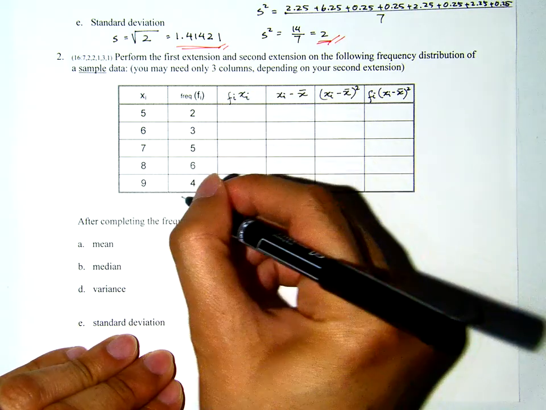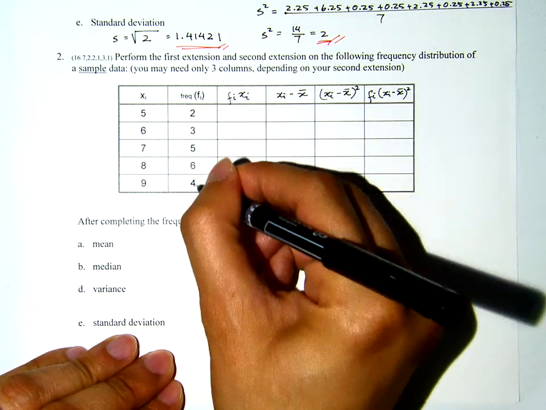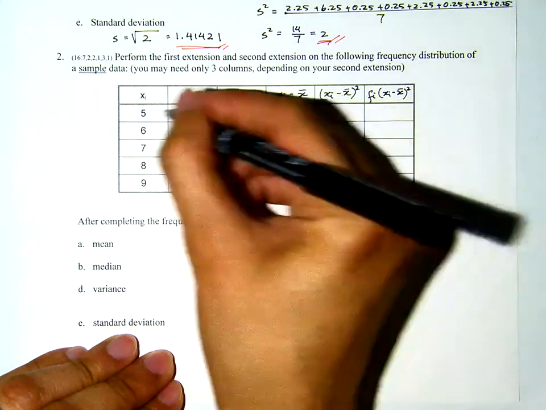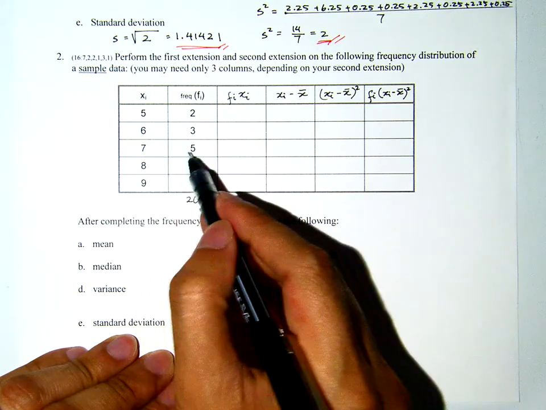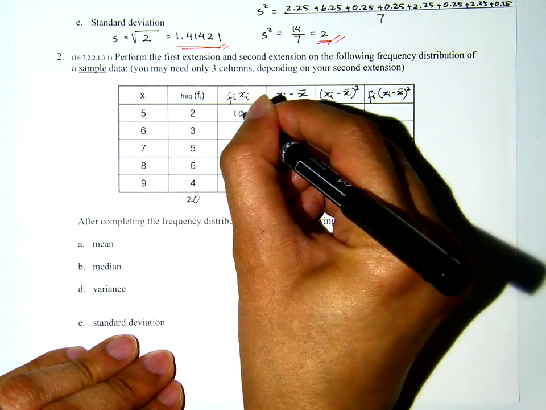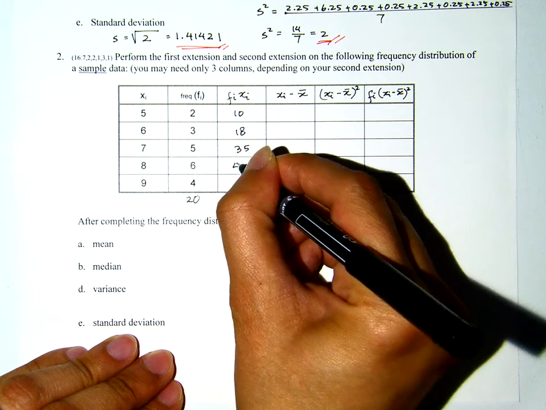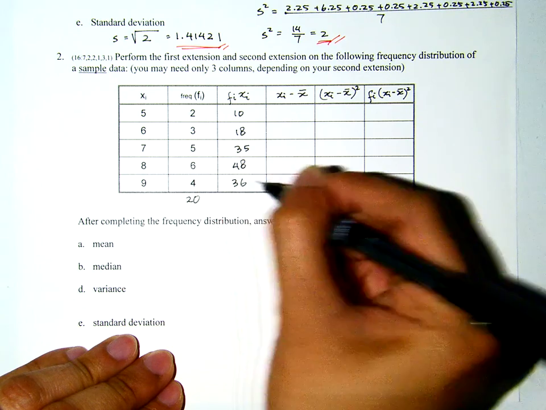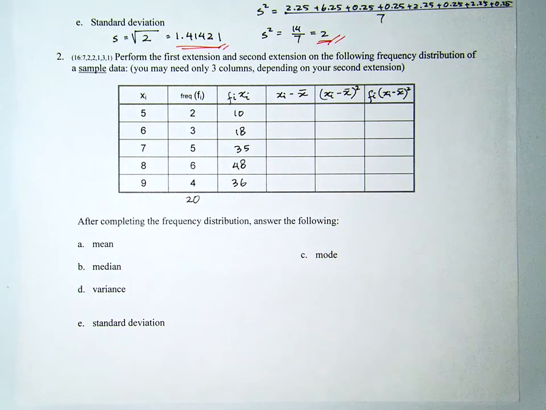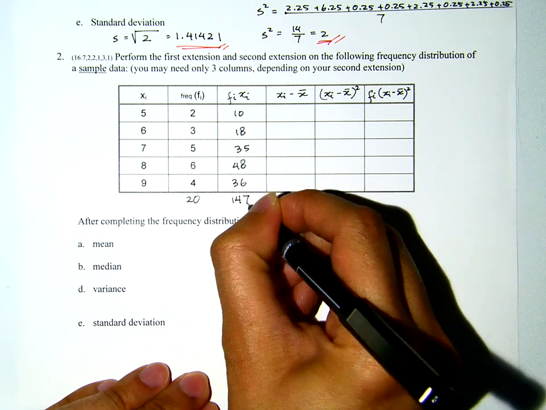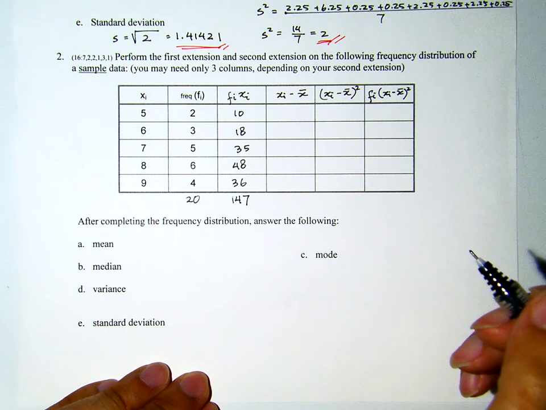The sum of the frequency is 20 here. fi xi will be the product of these two. The product of each pair will be 10, 18, 35, 48, 36, which if I add them, you can use your calculator, it will be 147. Okay.